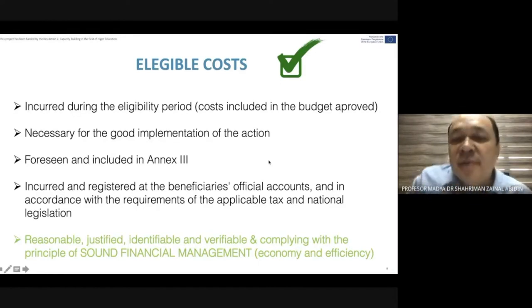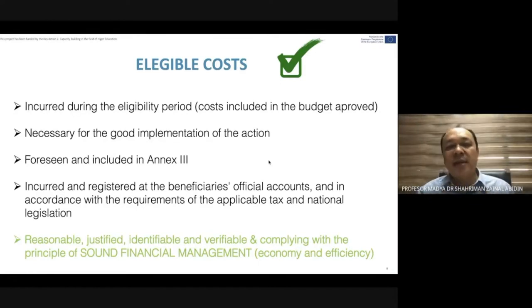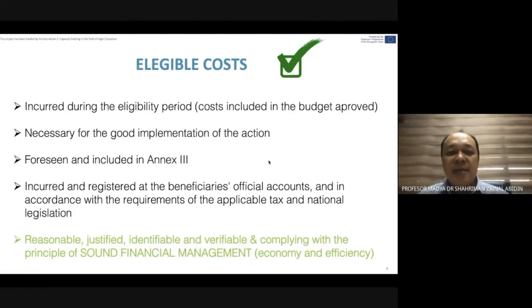That is why when you propose a budget for equipment, you need to make sure it is for future equipment, and necessary for good implementation of the action foreseen and included in Annex 3, everything is in the Annex, and incurred and registered in the beneficiary's official accounts and in accordance with applicable tax and labour legislation.